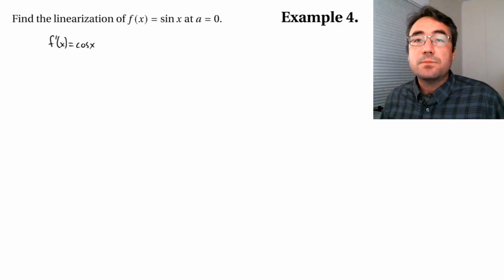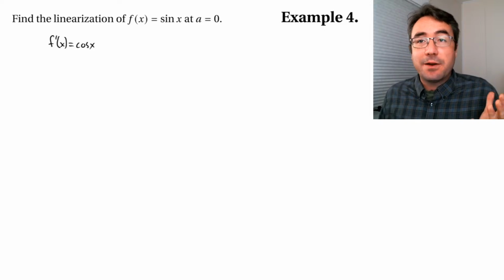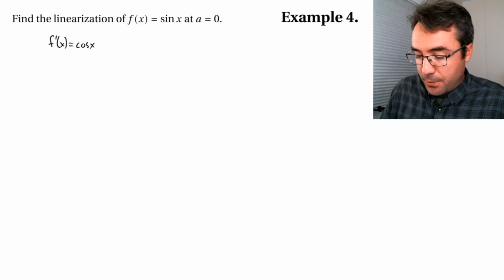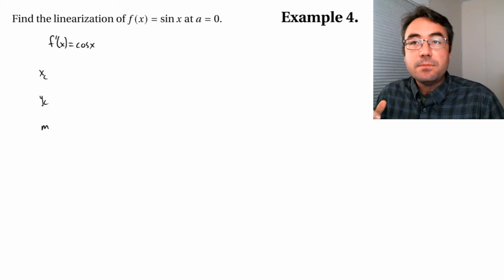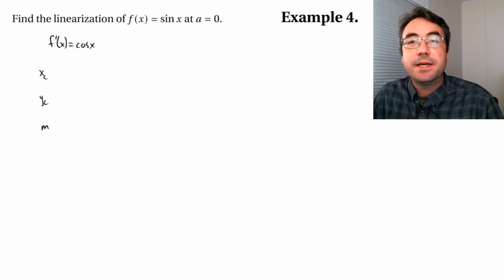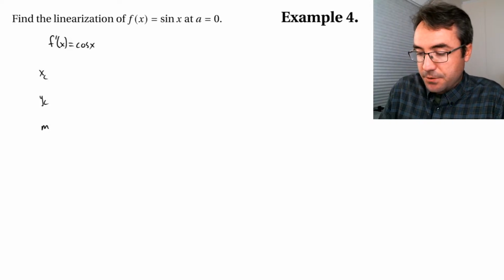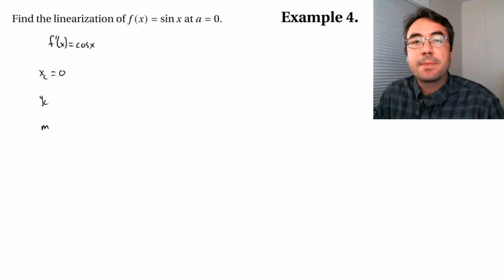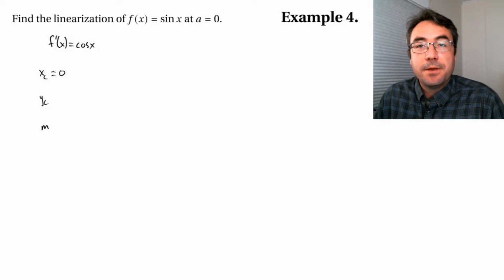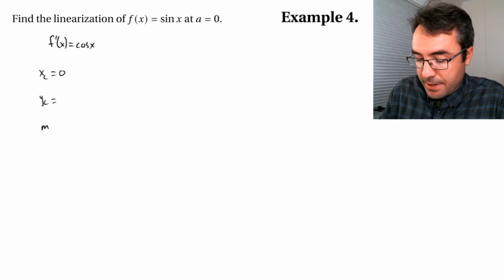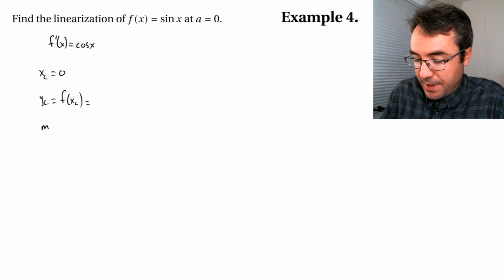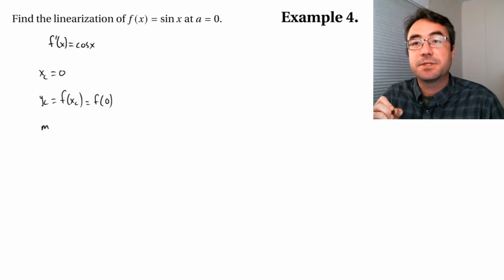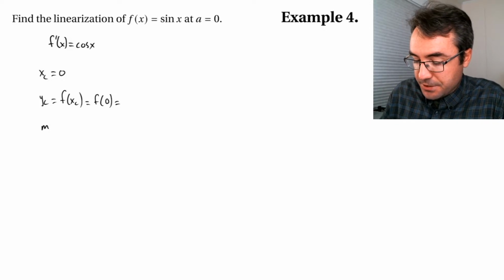We want to find all those pieces. So we want the x coordinate, we want the y coordinate, and we want the slope for our tangent line. So what is our x coordinate? Well, we're given that. It's that a value, a equals 0. So the x coordinate is 0 here. Now to find the y coordinate, this is where we take our x coordinate and plug it into our original function. So we evaluate our original function at 0, and sine of 0 is just 0.